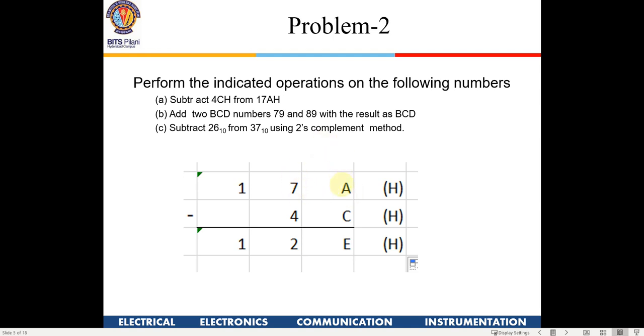Since C is greater than A, you have to borrow. In a decimal number, 10 comes out here, but since it's a hexadecimal system, 16 comes from here to here. So 16 plus 10, A being 10, is 26. 26 minus C, where C corresponds to 12, comes to 14, which is E. So we write E. The 7 becomes 6 because 1 has gone here. 6 minus 4 is 2, and 1 stays here. This is how hexadecimal subtraction is done.